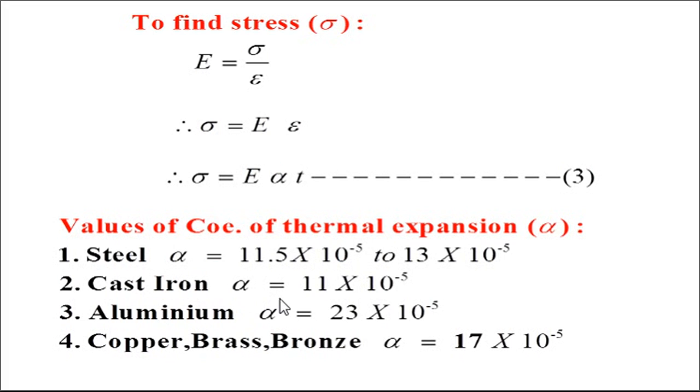Okay. Cast iron 11 into 10 to power minus 5. Aluminium 23 into 10 to power minus 5. Copper, brass or bronze, this value is 17 into 10 to power minus 5.